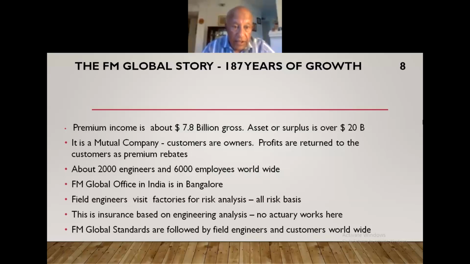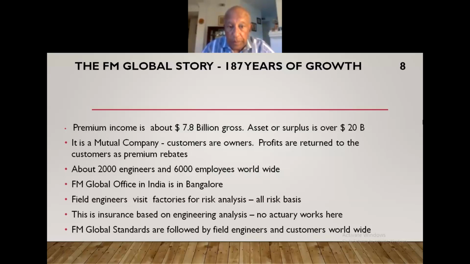Nowadays, our field engineers visit every factory that we insure for risk analysis. When I say risk, it is all risk basis. So they will evaluate fire protection, earthquake protection, structural protection, snow load, rain load, you name it. And these reports are about 50 to 100 pages long. It's a very involved process.